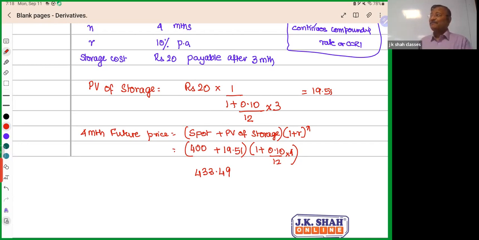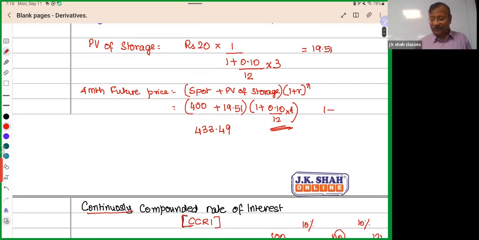Suppose I had given this 10% per annum compounded monthly, then what would you have done? Suppose here, if I had said that this is compounding monthly, what would you do? 1 plus 0.1 divided by 12, you would have to calculate the monthly rate, and that would get compounded 4 times. So brother, this is all compounding, what are you doing?